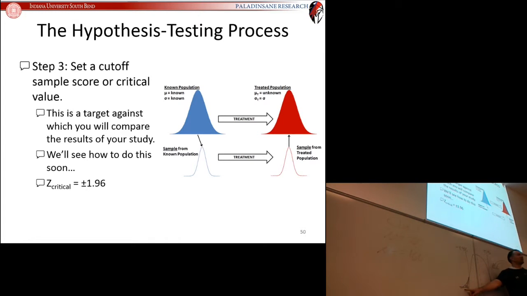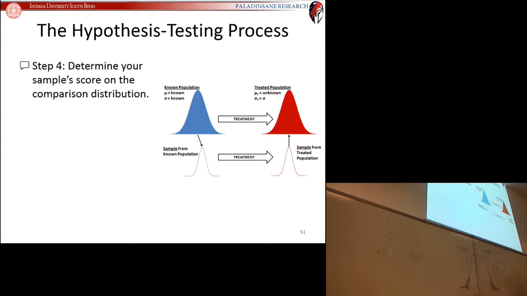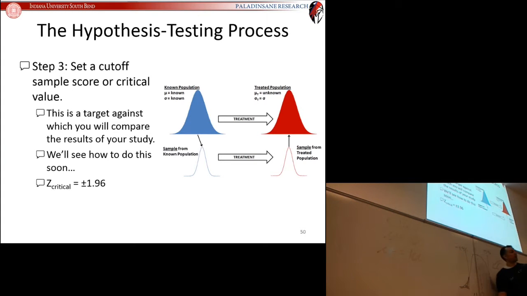Because honestly, this side over here makes no sense. Why would you care if your treatment program crushes the self-esteem of these children, right? We're not interested in that. But just at this point, we'll keep it as a two-tail. All right, so those are our critical scores. We'll see how to do this soon. But just for now, be aware, we have these cutoff scores, right? Those are the lines in the sand.